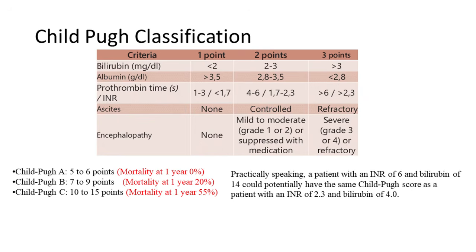So you have an INR of 6 and a bilirubin of 14. You would be in this particular group that will come to your 3 points and 3 points, so 6 points. So 6 points would be somewhere around Child-Pugh B if you don't take the other things into account. And somebody who has an INR of 2.3 and a bilirubin of 4 would also be getting 3 points and would land up in the same classification. So with this INR of 6 and bilirubin of 14, this patient is a candidate for transplant. But the same child with INR of 2.3 and bilirubin of 4 is not a candidate for transplant. So Child-Pugh score doesn't help you that way.